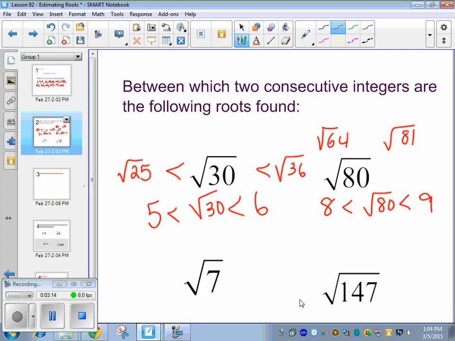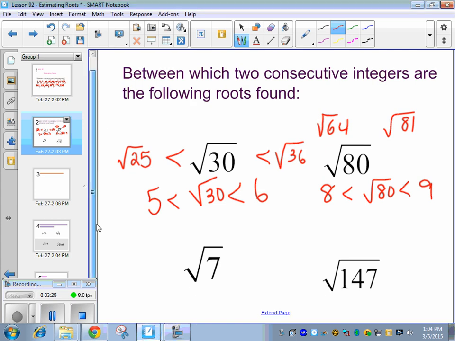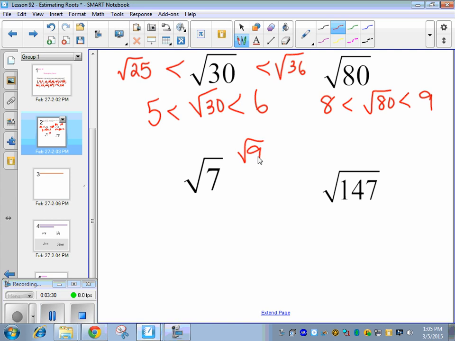Okay, now we've got the square root of 7. So the square root of 7 is really close to what perfect square number? 9. Okay, it's close to 9, yeah, good, the square root of 9. But it's less than the square root of 9. So the next one below 9 is 4. So it has to be in between the square root of 4 and the square root of 9, which means it's in between 2 and 3. Okay, so if you were to do square root of 7 on a calculator, it would be 2 point something. Okay. And 147. So hopefully with 147 you recognize that it's really close to 149.